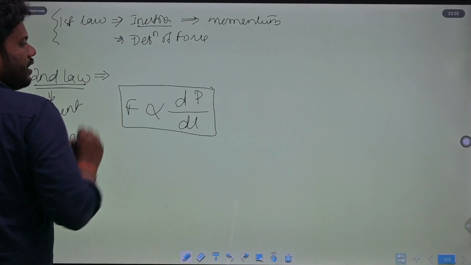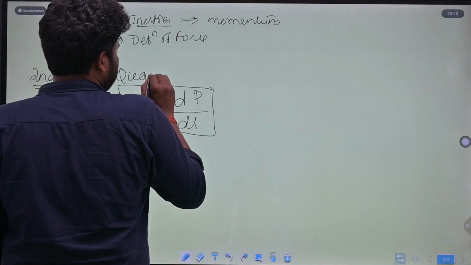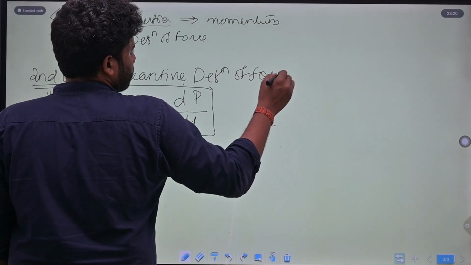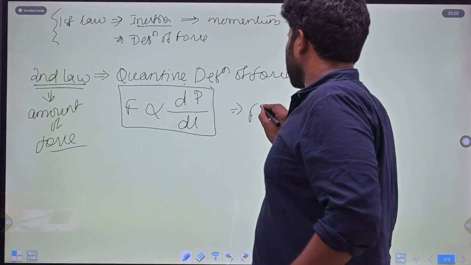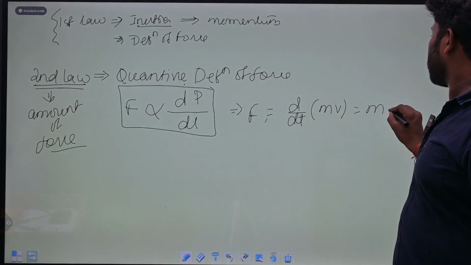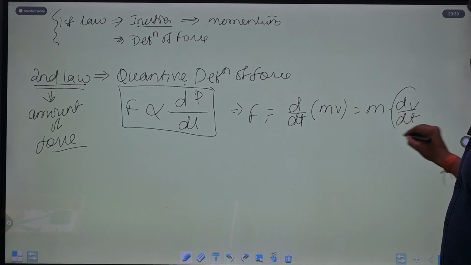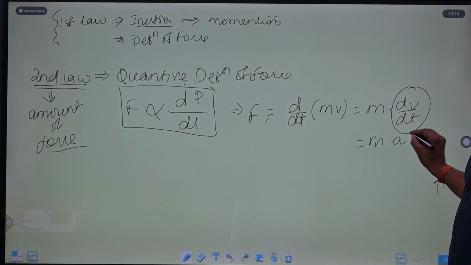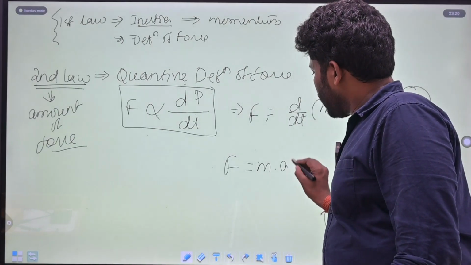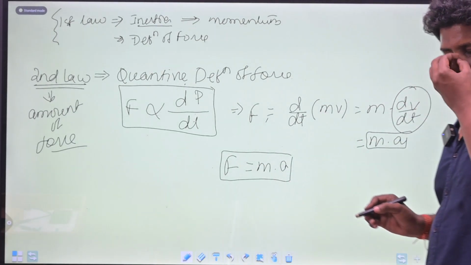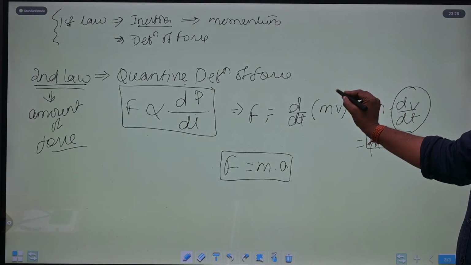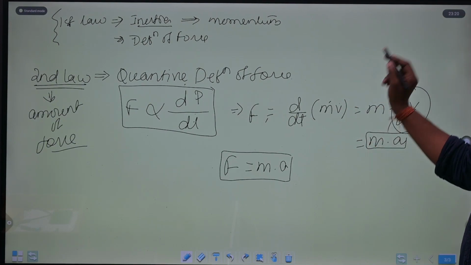That means the second law gives us the idea about the quantitative definition of a force, that means how much is the force. Force is equal to d by dt of mv, which is equal to m into dv by dt. And what is dv by dt? That is acceleration. Mass into acceleration is called force. So force is equal to mass into acceleration, when we consider the mass remains constant and the velocity changes.